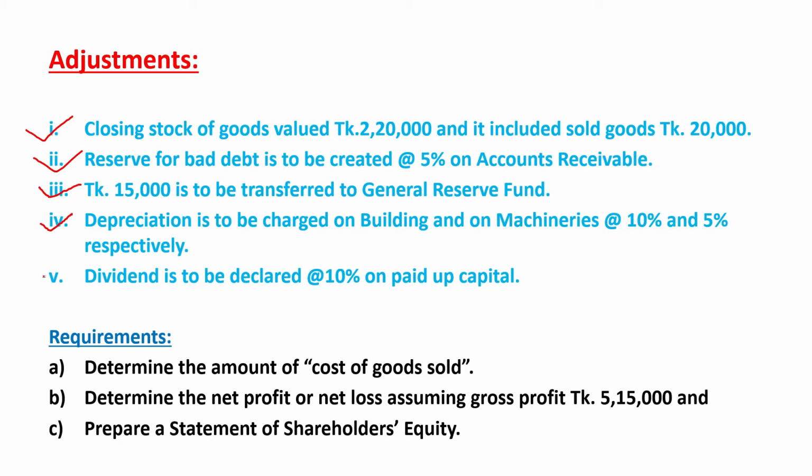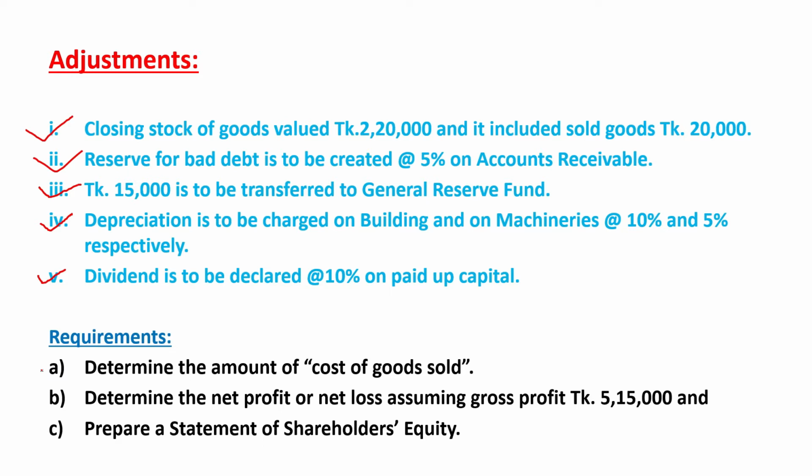Okay, dear students. Now dividend is to be declared at the rate of 10% on paid up capital. My dear students, we know that dividend is to be calculated on paid up capital, and it's one kind of irregular expenses, so it will be shown in the statement of retained earnings under profit appropriations, and second time it will be shown as current liability, namely dividend payable in the statement of financial position.